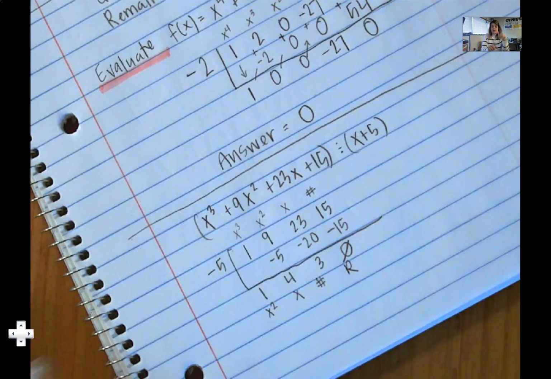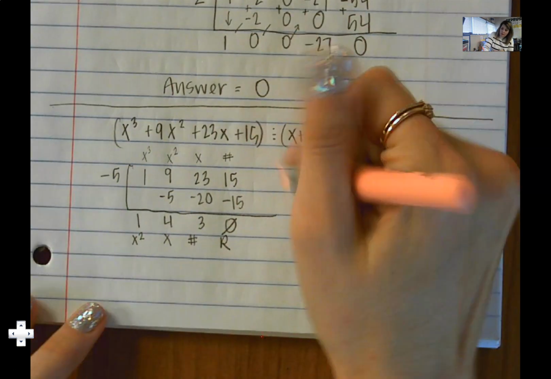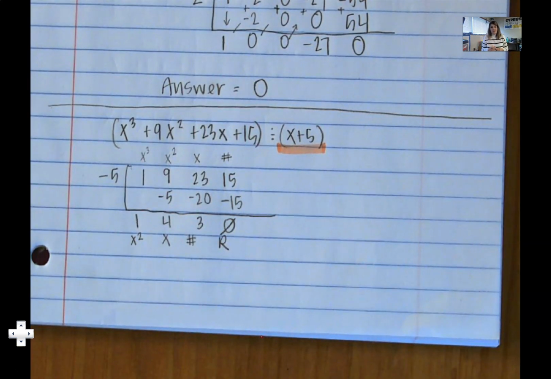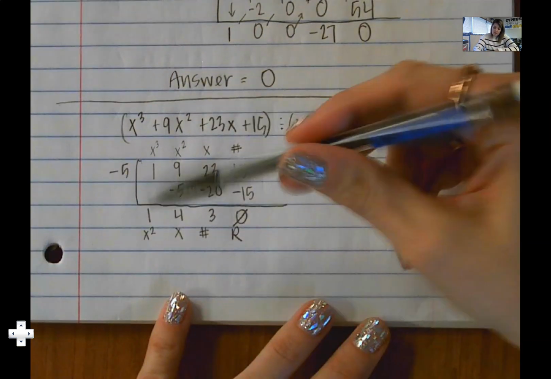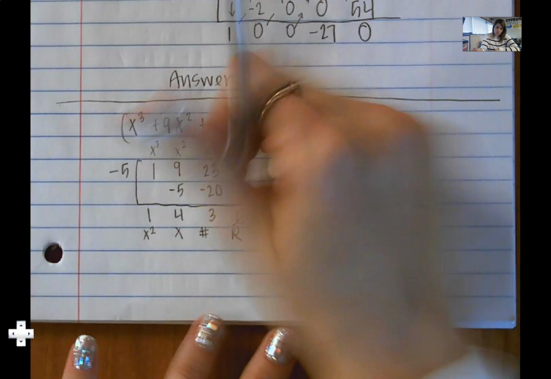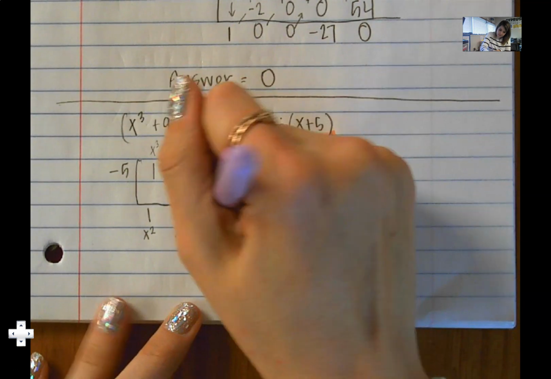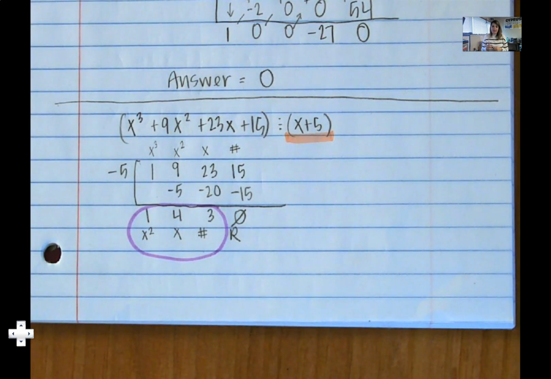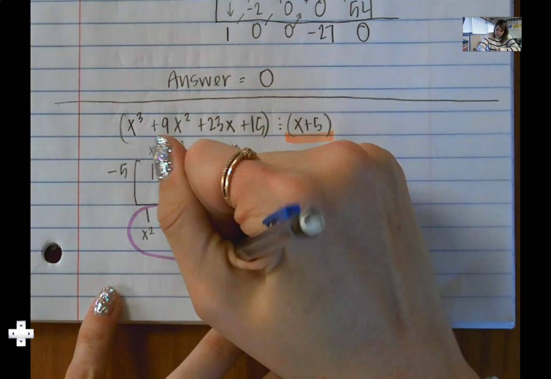Okay, so what I got is a remainder of 0. So that means that x plus 5 is a factor. Now, here's what's going to happen today. We are now going to rewrite this as a trinomial. So I'm going to bring this down.